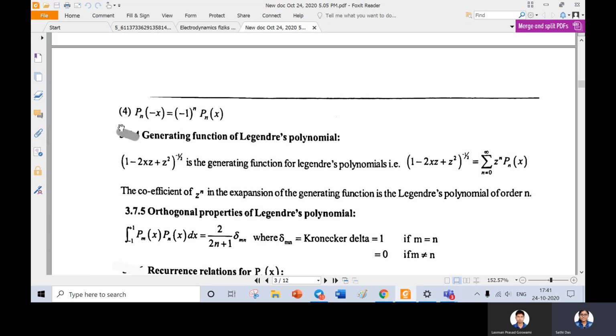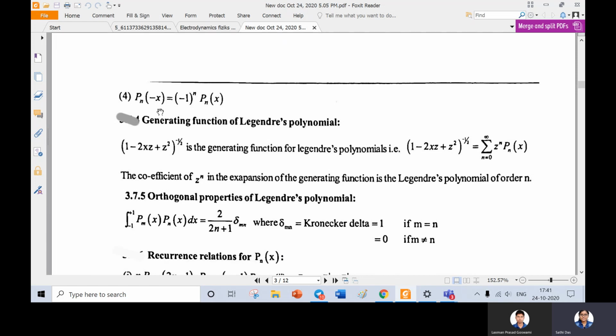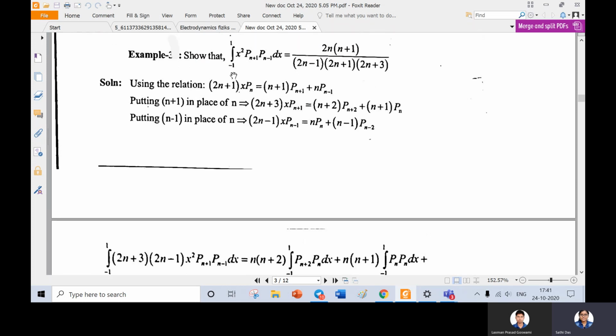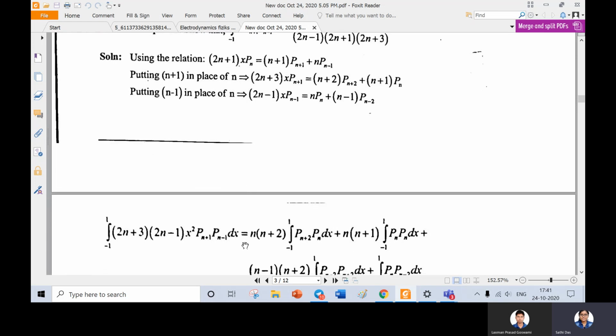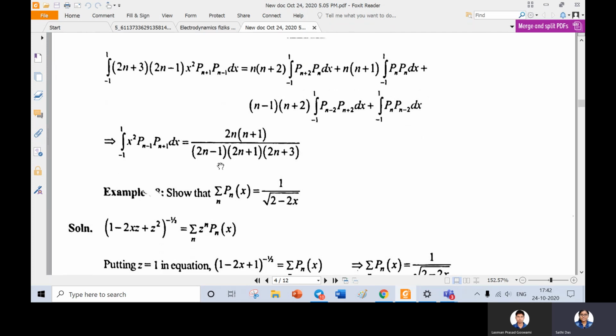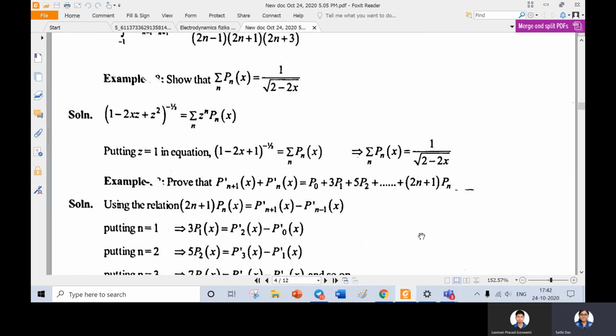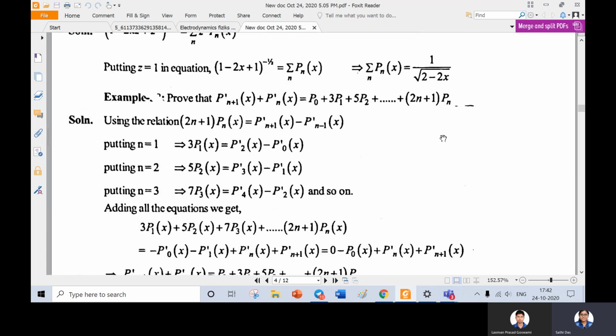Okay. You have to remember this one is a very important formula for the Legendre polynomial, that is Pn of minus x equals minus 1 to the power n Pn x. I have already told you. So here we got up to this one. Now the question is the integration over minus 1 to 1 of x square Pn plus 1 Pn minus 1 dx. We know Pn plus 1, we know Pn minus 1, and we only have to put this formula and integrate. After integration, you get this one. These problems are important, and the problems you will face, I shall discuss at the end.